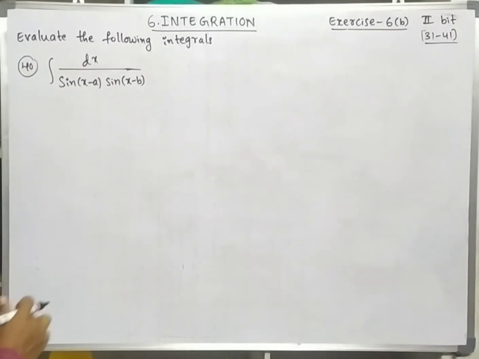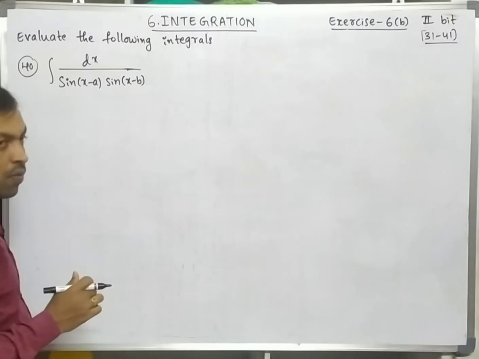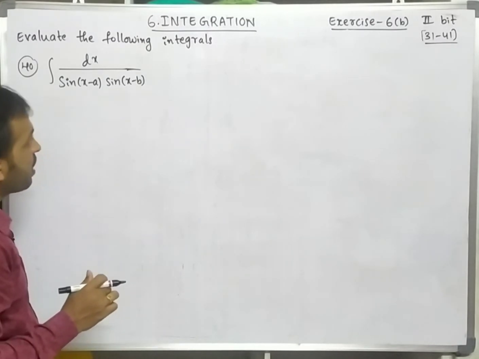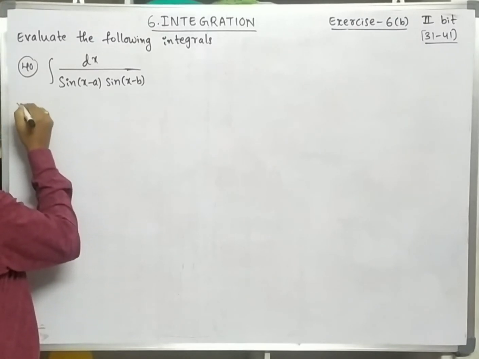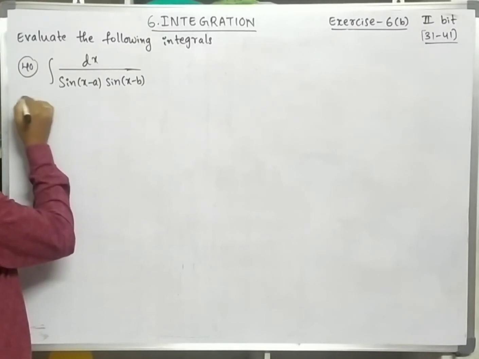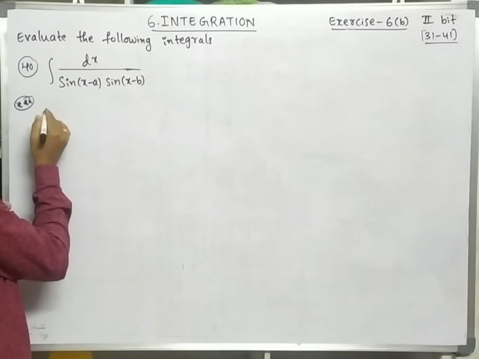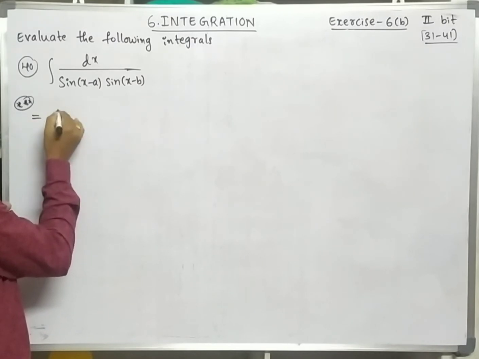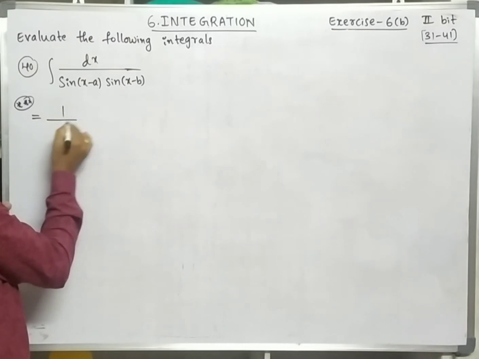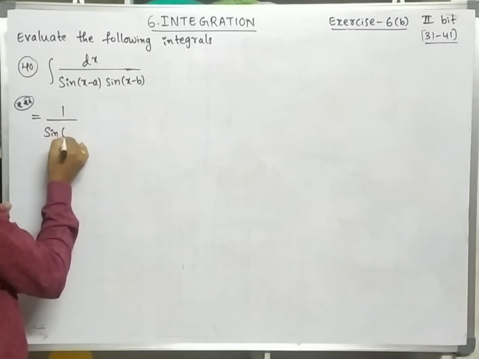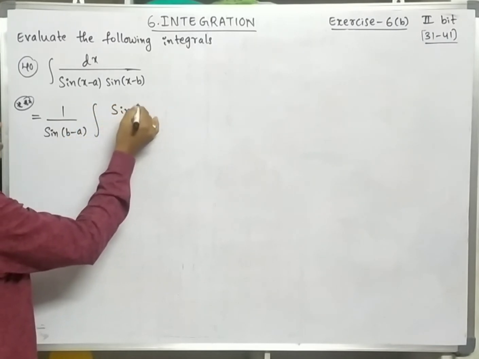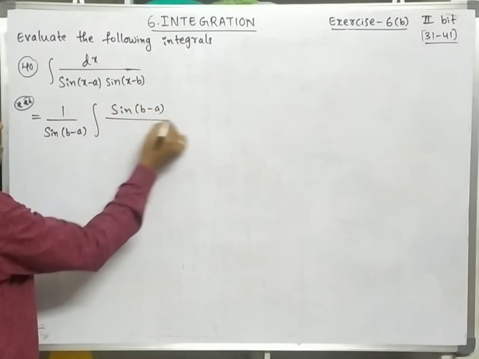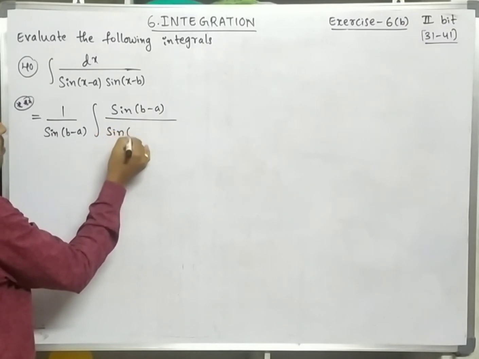40th problem, integration 1 by sin of x minus a into sin of x minus b dx. So in this problem also the first step is a very important step. We should practice more. If you don't remember that step, then you can't do it. So here the important step is to multiply with some constant, that is sin of b minus a, with numerator and denominator. This is an important step for this problem.